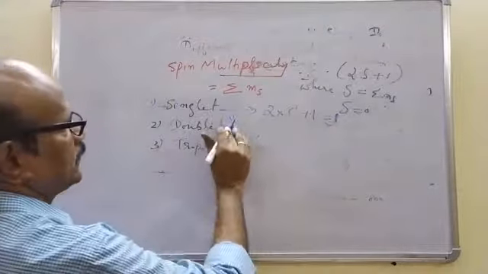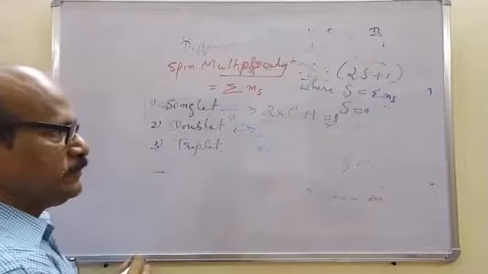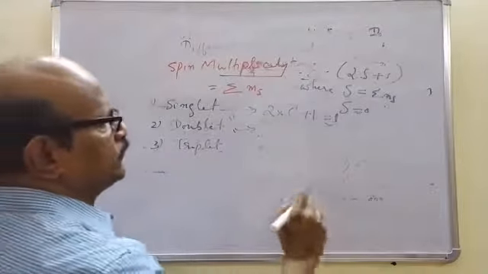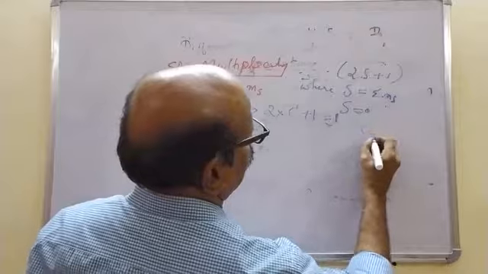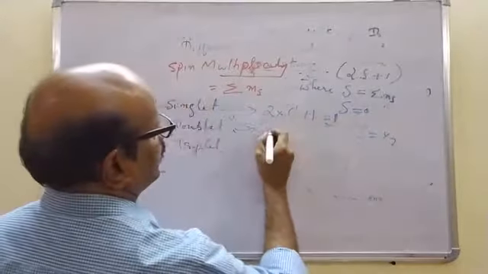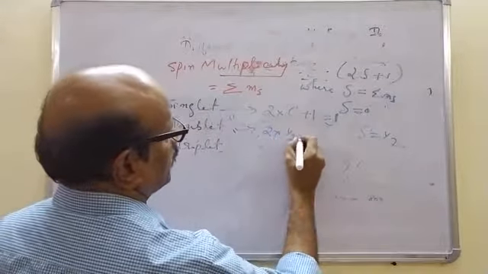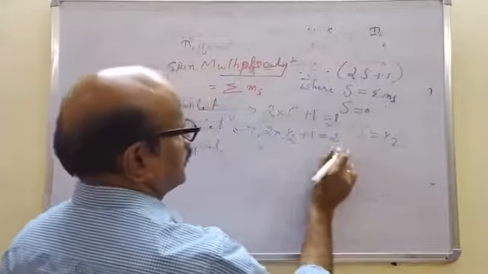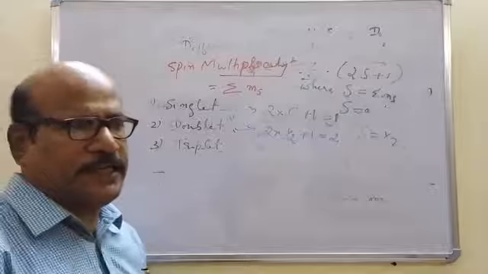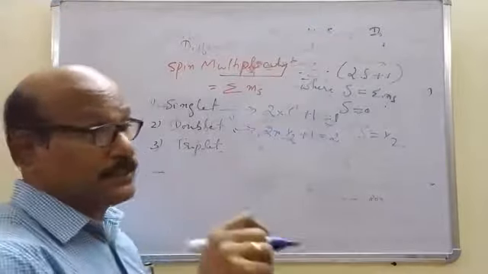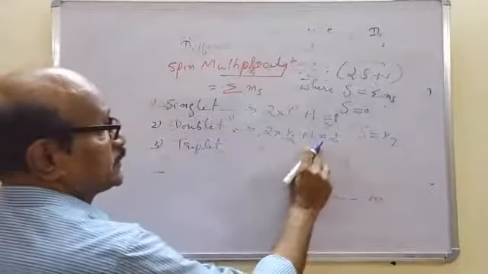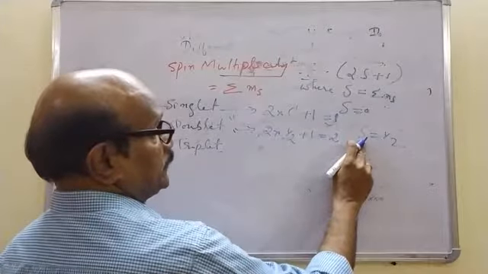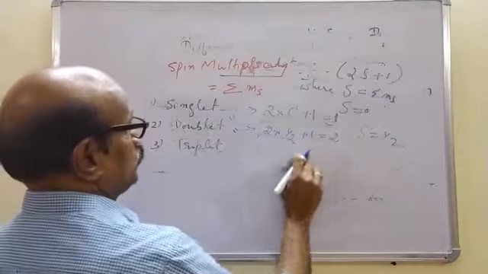Then the doublet state. Any molecular system in which S is equal to half, resultant spin half, we have 2 into half plus 1, that is equal to 2, that is called a doublet. So atoms containing a single electron, and any radical system, are doublets, because the resultant spin is half, so that the multiplicity is 2.